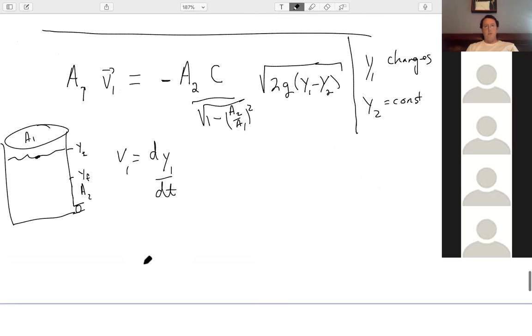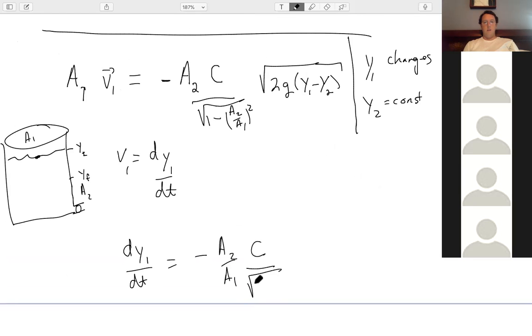All right, so I'm just going to do that. So I'm going to get dy1 dt equals minus a2 over a1 times the constant divided by a. Now, if you numerically plug in numbers, the square root thing is basically 1. High accuracy. So you can just call that 1. If you look around the internet, you'll see this formula where they just replace it with 1.